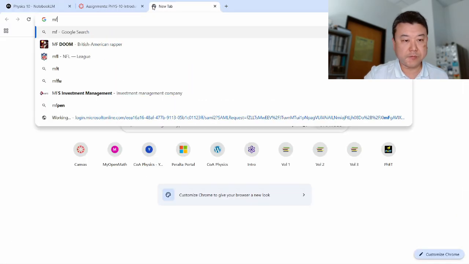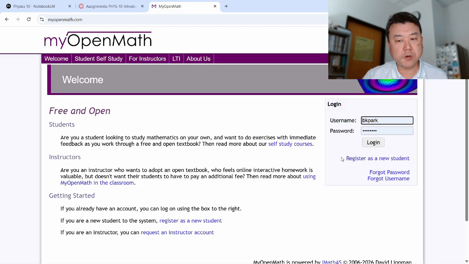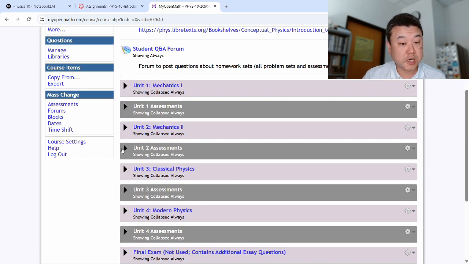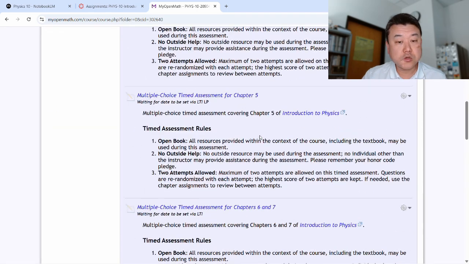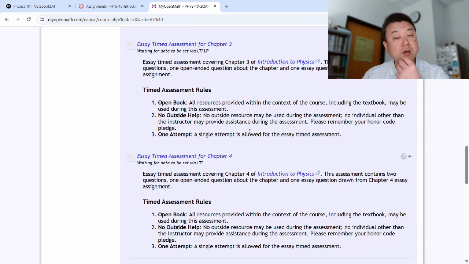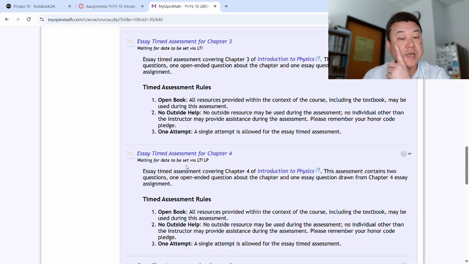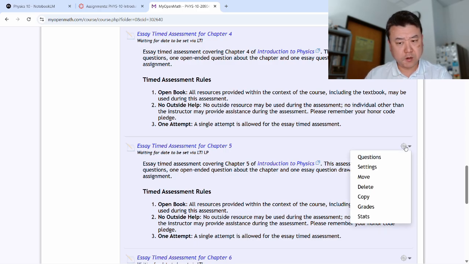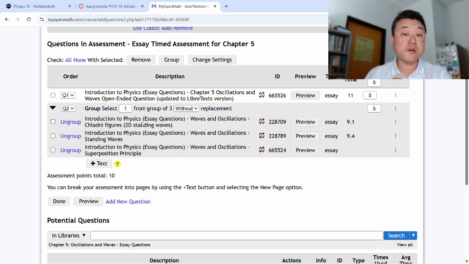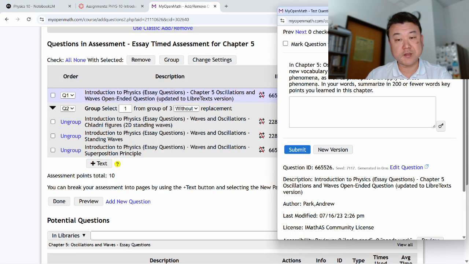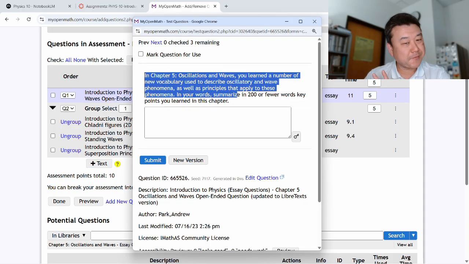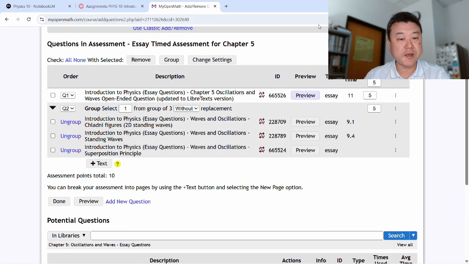Let me go into my open math thing, and I will use one of the essay timed assessments for Unit 2 chapters. I think one of the useful ones is going to be the essay timed assessment for chapter 5. I think that's the one covering oscillations and waves. And let me just show you some of the questions that are here. I already did the demo of question 1. This is the question that doesn't really change from chapter to chapter. It's basically the same open-ended question. I already did the demo for that.